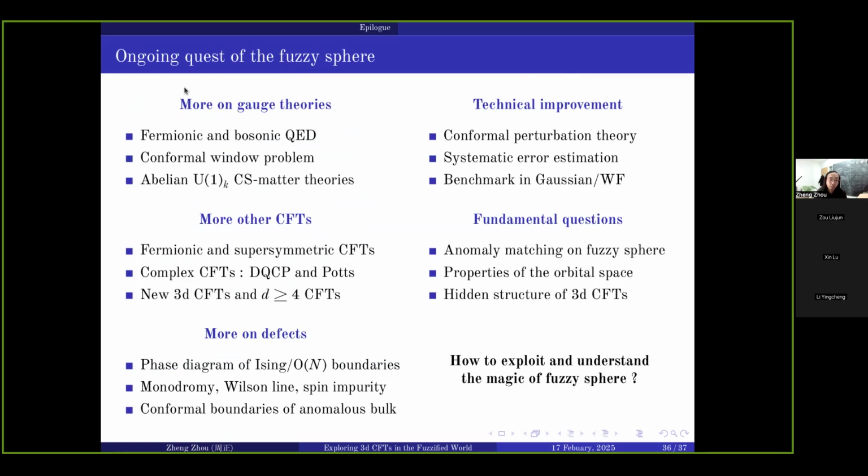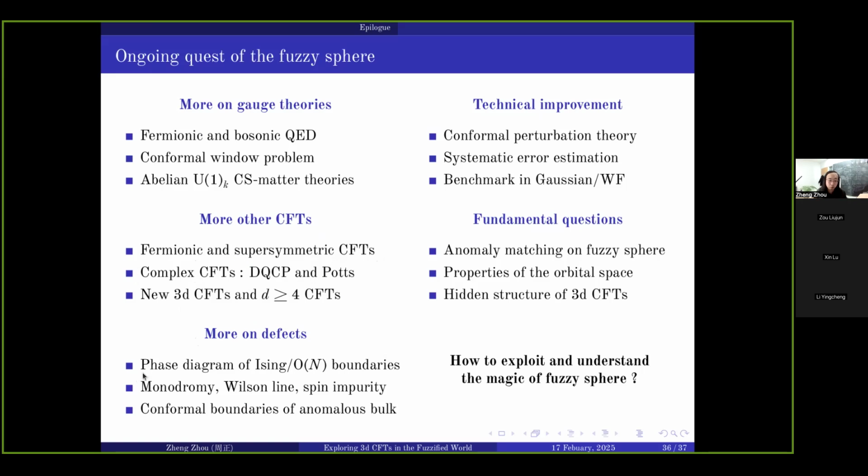For example, can we study more on the gauge theories? Can we study, for example, the fermionic and bosonic QED? Can we tackle the conformal window problem? Can we study more Chern-Simons matter theories? Not only the gauge theories, can we study other CFTs? For example, can we study the CFTs with fermionic operator content or even the supersymmetric CFTs? Can we directly study the complex CFTs, the most promising candidates being the deconfined criticality and the 3-state Potts model?